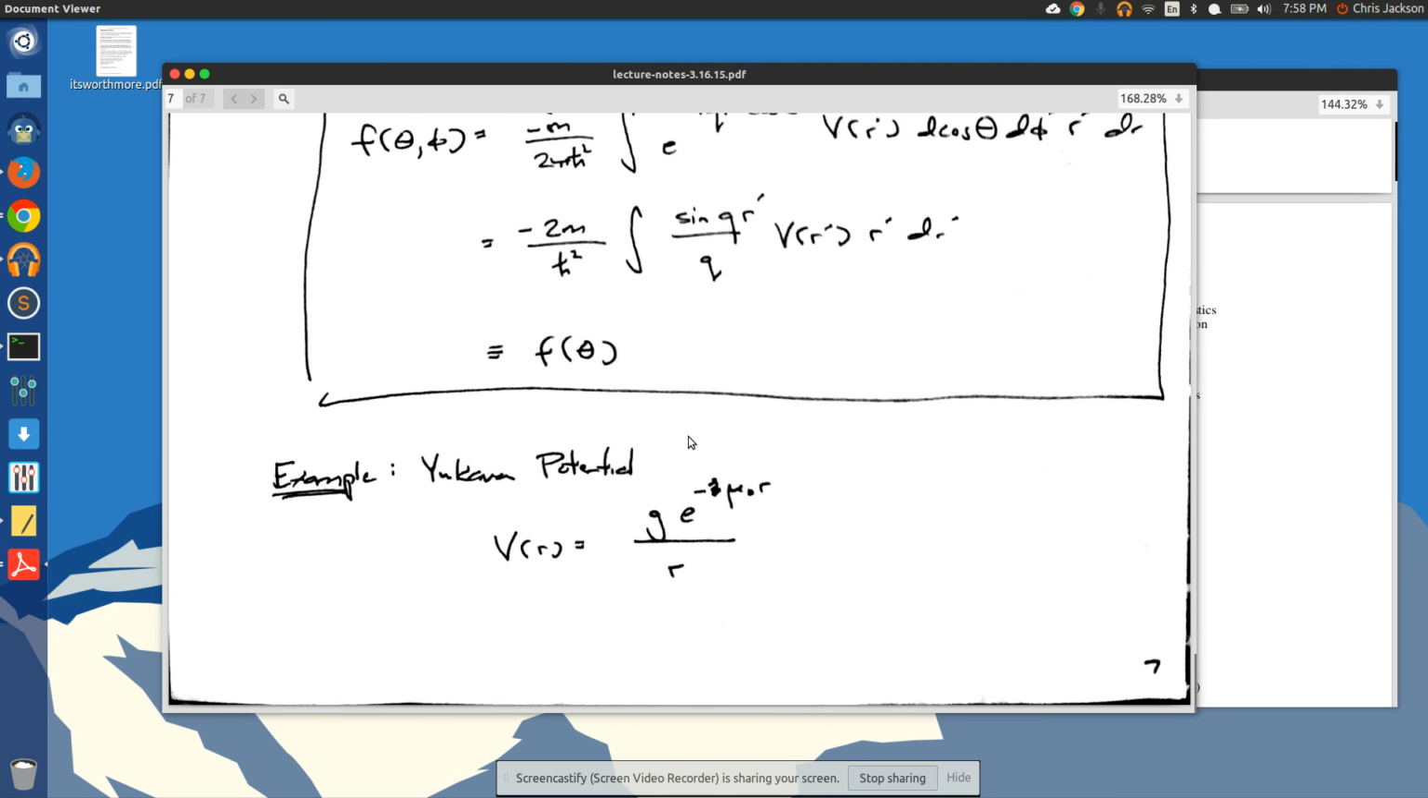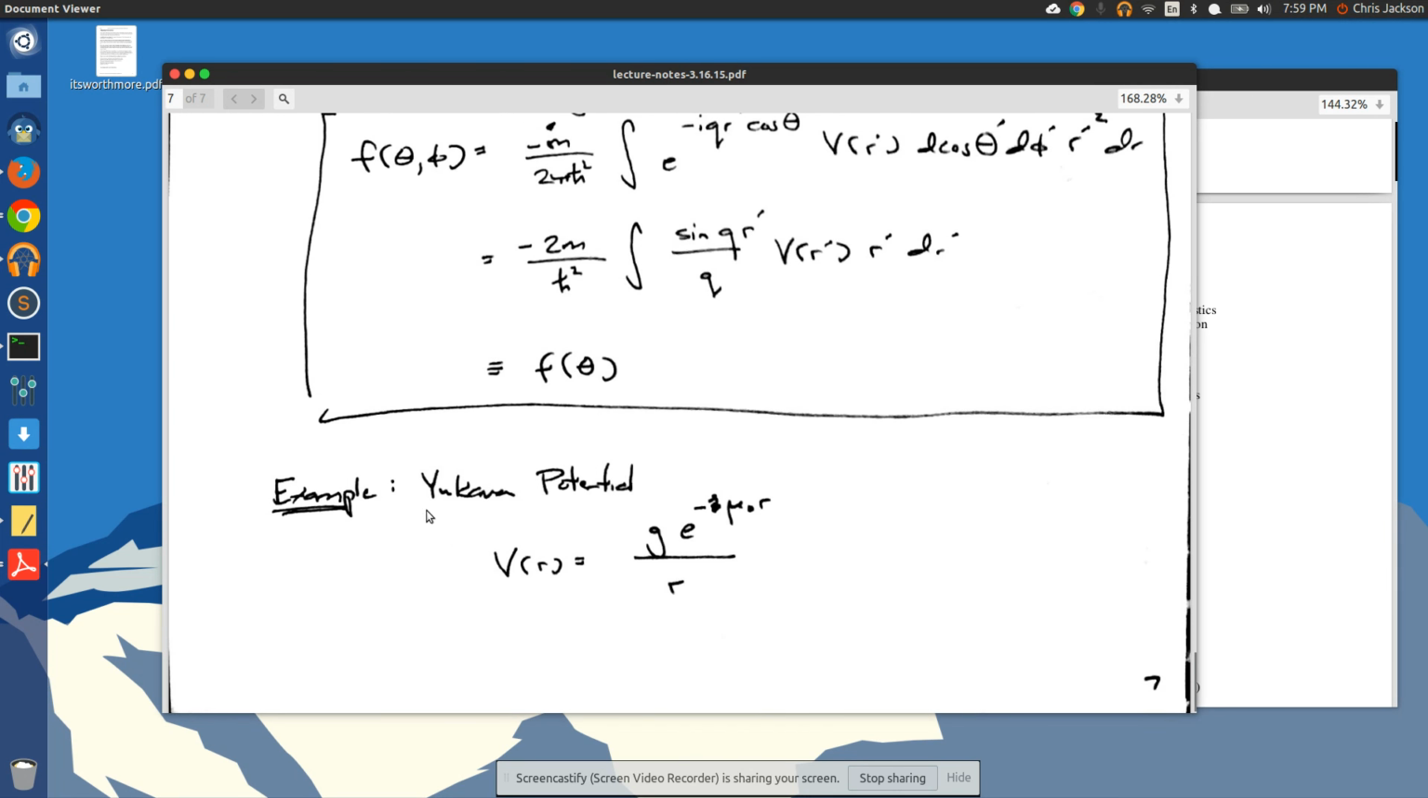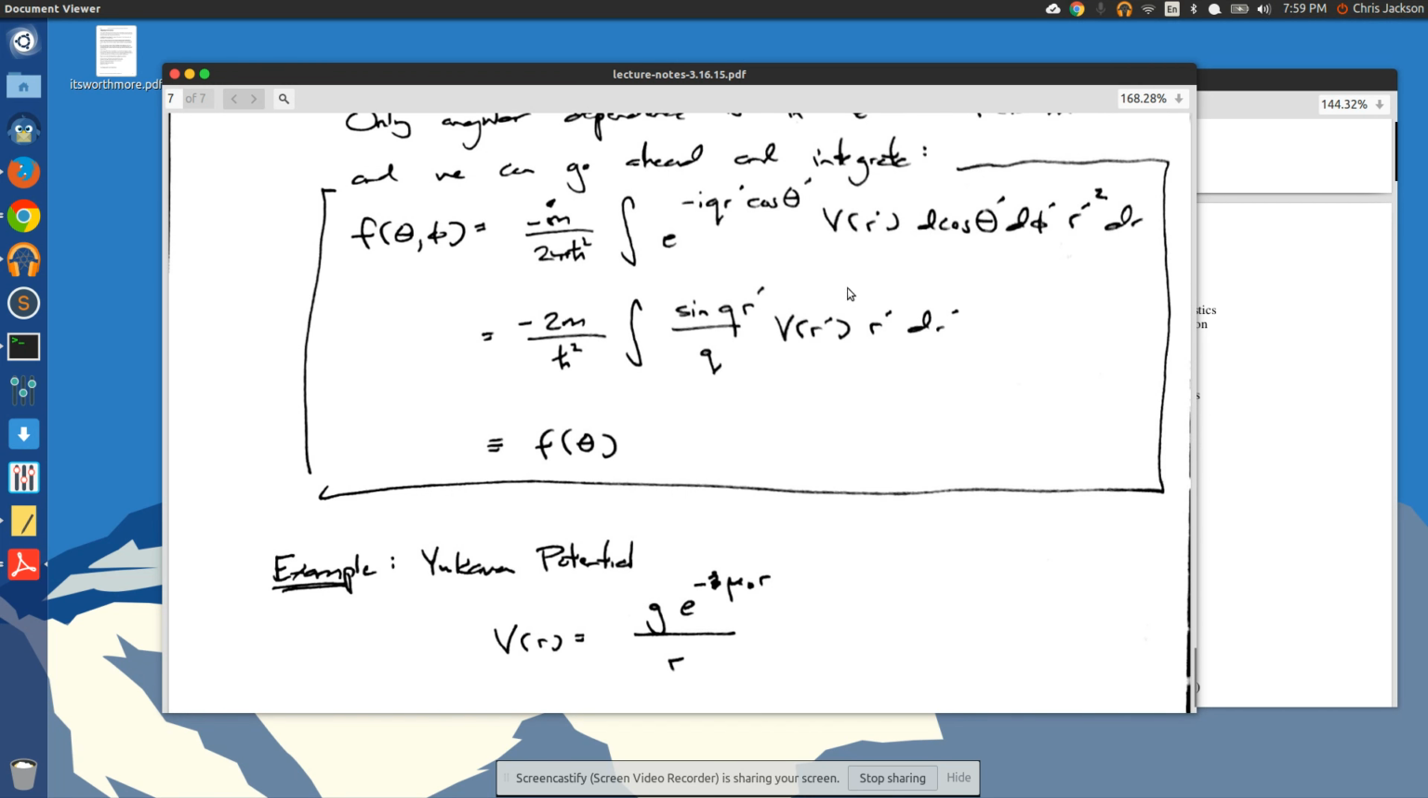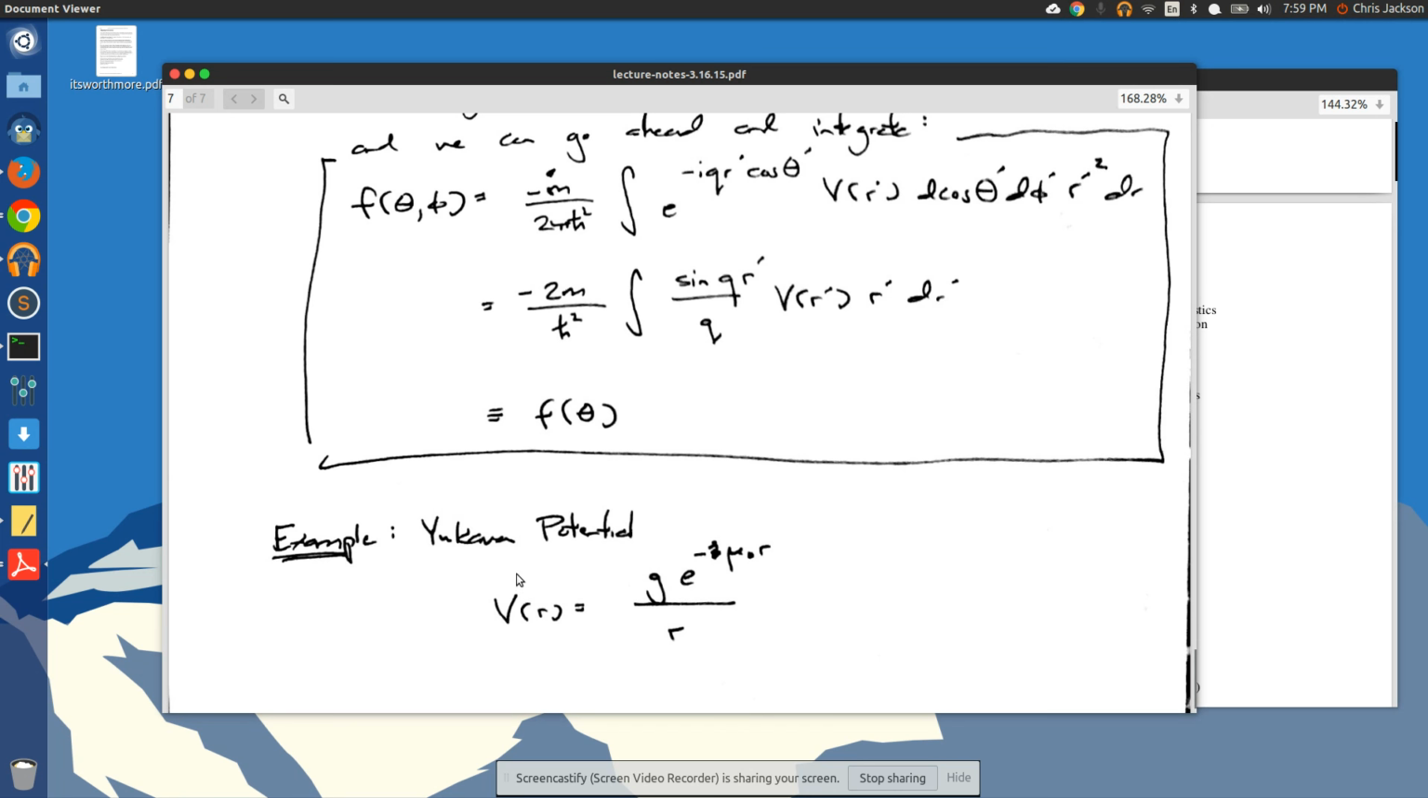Okay, so that's where I want to stop for today. Next time we pick it up, we'll use our Born approximation and plug in some scattering potentials and see what we get for cross sections. We're going to start with the Yukawa potential.